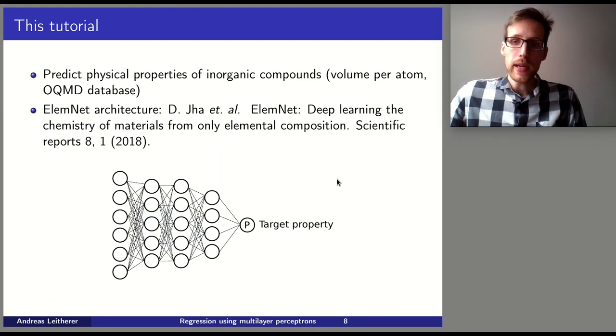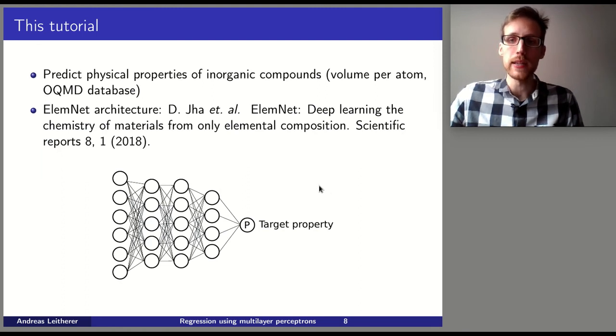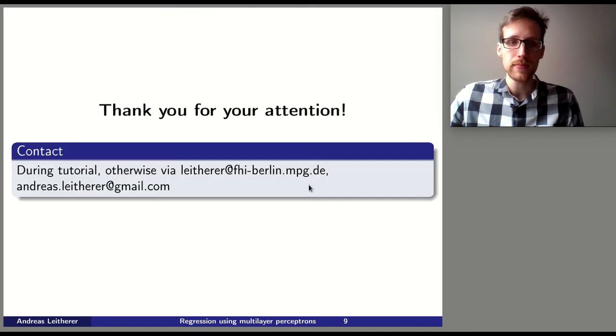So what we will do in detail is that we predict a specific physical property of inorganic compounds, namely the volume per atom, and the data comes from the OQMD, the Open Quantum Materials Database. And the architecture we use, as I said at the beginning, is called LMNet from this publication here, and then we can predict this target property.